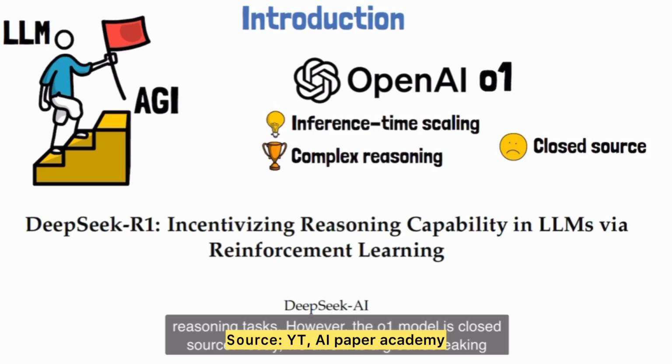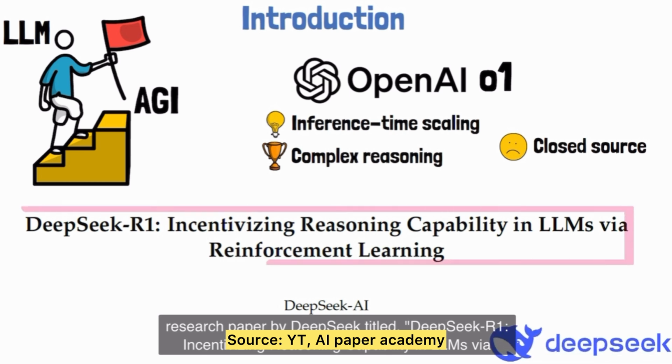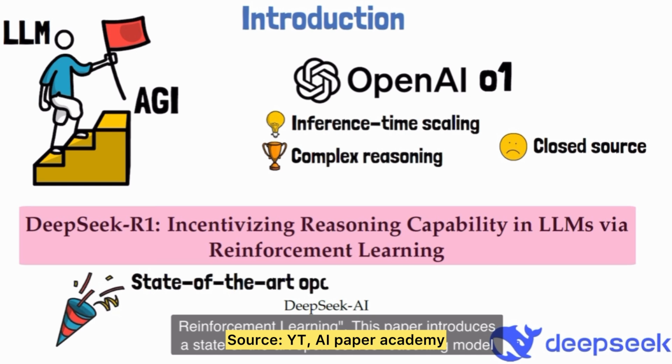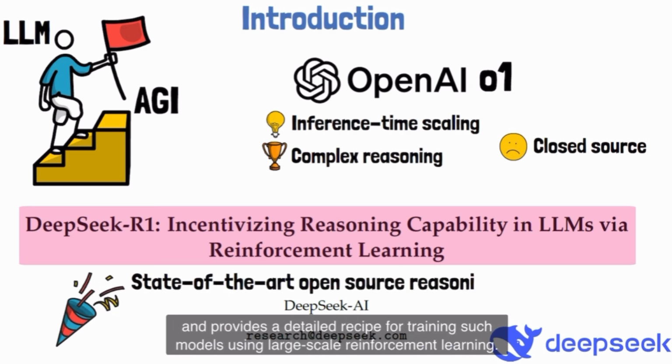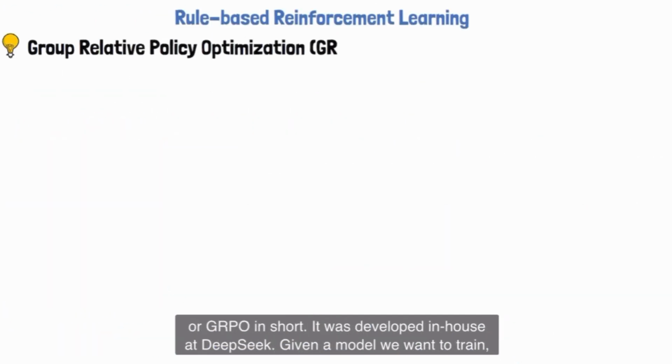Today, we dive into a groundbreaking research paper by DeepSeek titled DeepSeek R1: Incentivizing Reasoning Capability in LLMs via Reinforcement Learning. This paper introduces a state-of-the-art open-source reasoning model and provides a detailed recipe for training such models using large-scale reinforcement learning. The method is called Group Relative Policy Optimization, or GRPO in short. It was developed in-house at DeepSeek.